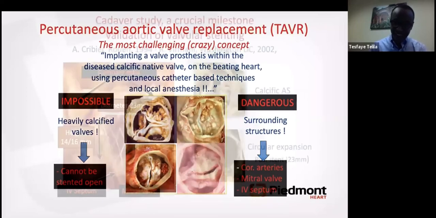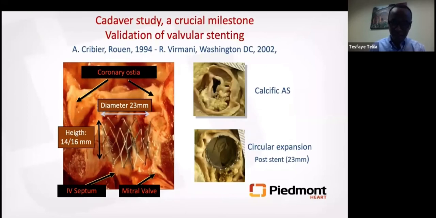But in 1994, as you may know, Alain Cribier performed the first post-mortem study to place a valve, which is a stent essentially, in a cadaver to see if the valve holds enough radial strength to keep this calcific degenerated valve open, and it did. And this was repeated in 2002 in Washington, D.C. This was the first proof of concept that it is probably possible to keep this valve open with a stent.